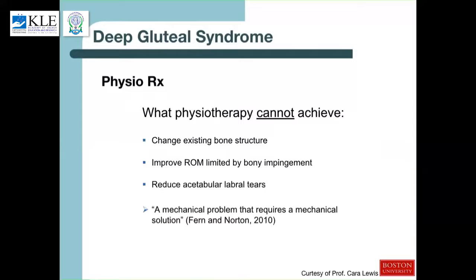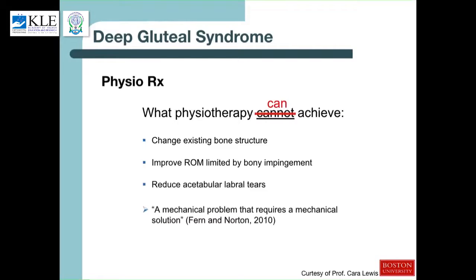So I want to conclude from what I regard as a famous slide from a colleague of mine, Cara Lewis from Boston University. And this is what she said. She says, physiotherapists can't achieve a few things. So what can't we achieve? We can't change existing bone structures. We can't improve range, which is limited by bony impingements. We cannot reduce acetabular-labral tears, regardless of how we think we are, how good we are. And mechanical problems that require mechanical solutions we just cannot achieve either.